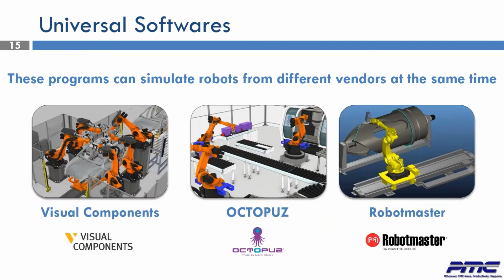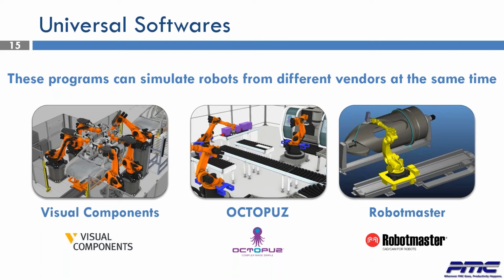We also have listed here some more recent applications. They are also universal applications. We can simulate robots from different manufacturers at the same time within these applications, and that also gives us the possibility to generate the robot offline program.